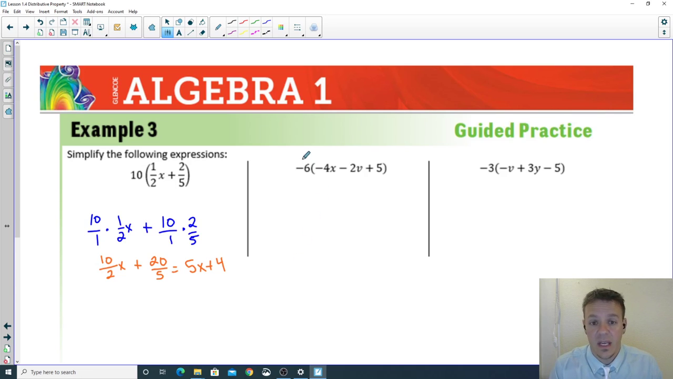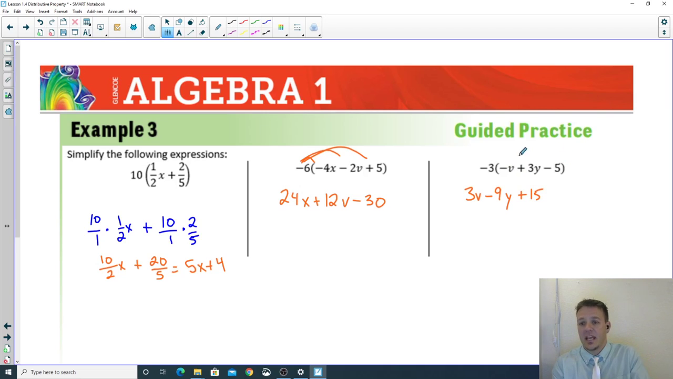The other one over here, negatives. To make sure you transfer the negatives in, right? So it's going to be a 24x, and it's plus 12v, and it's going to be minus 30 at that point. This one over here is going to be a positive 3v, a negative 9y, and a positive 15, right? Negative, negative, negative, positive. You guys get the drift. Okay, if you struggle with this, you need to see me immediately so that way we get through this together.